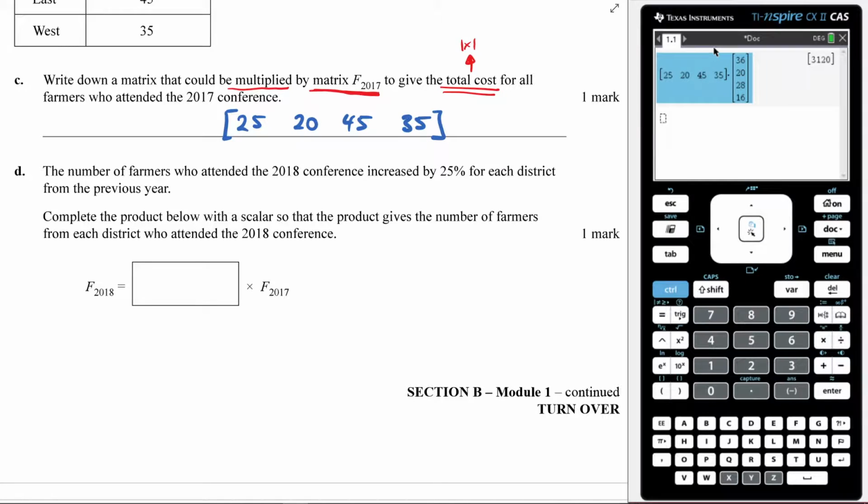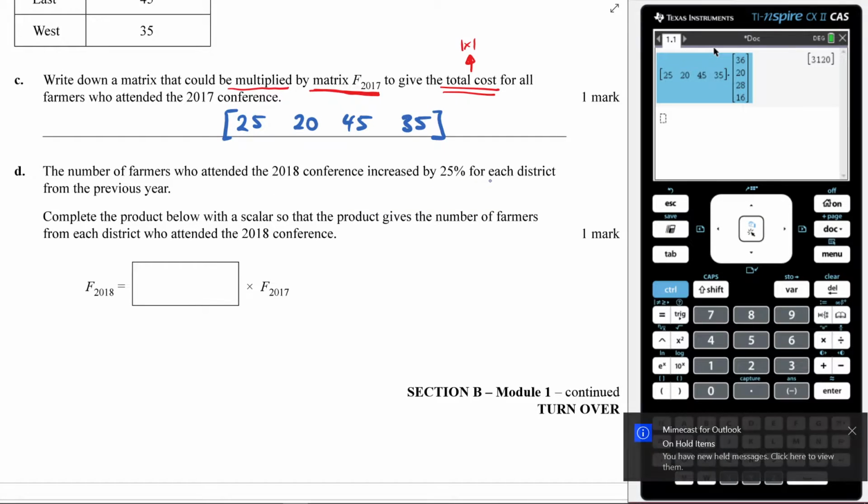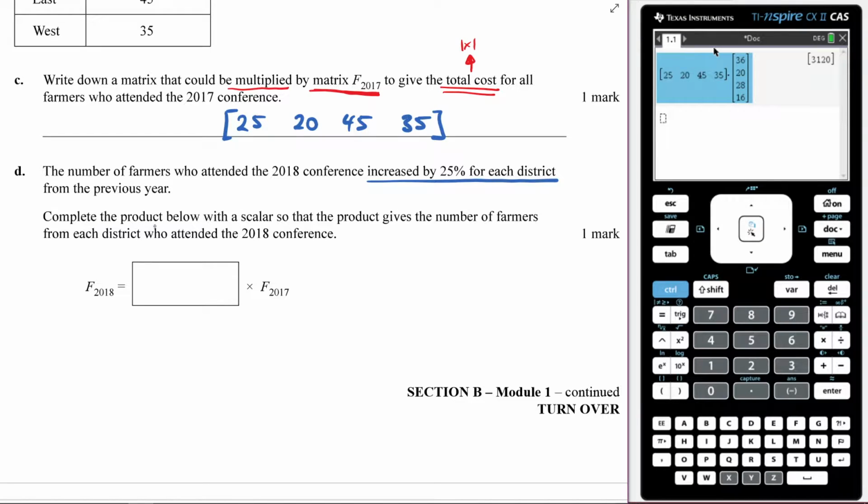And now we come to 1D here. It says, the number of farmers who attended the 2018 conference increased by 25% for each district from the previous year. So increased by 25% for each district. Complete the product below with a scalar so that the product is the number of farmers for each district who attended the 2018 conference. All right.